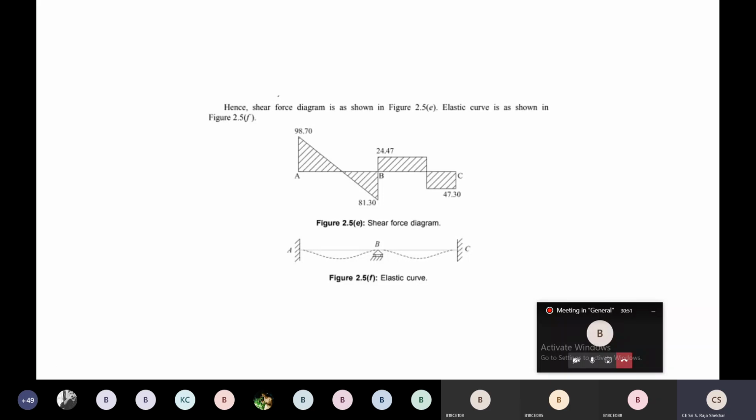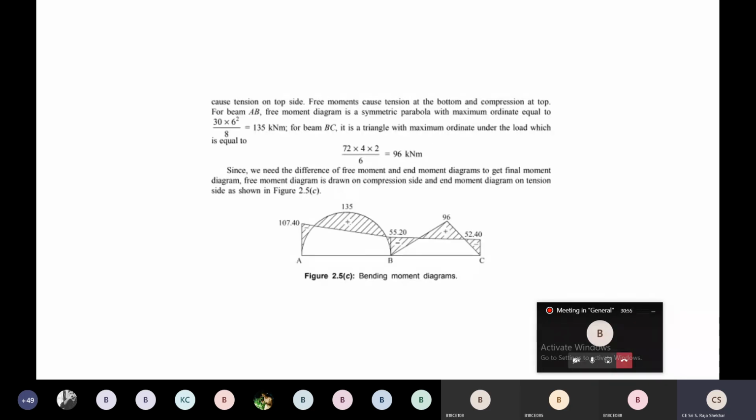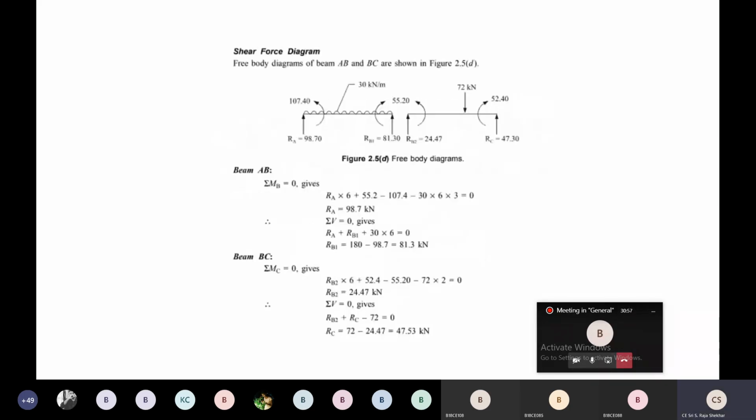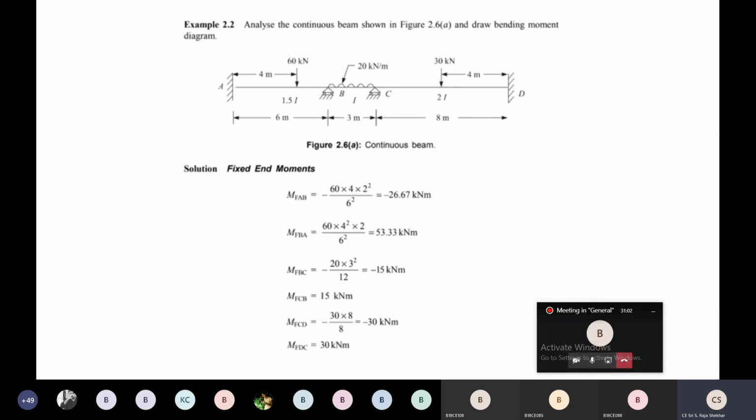We are done with all. We have calculated the final end moments. After that, we have drawn the BMD, net BMD, shear force diagram and elastic curve. Is there any doubt? Is it clear?